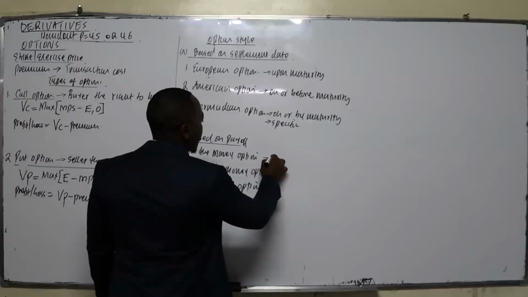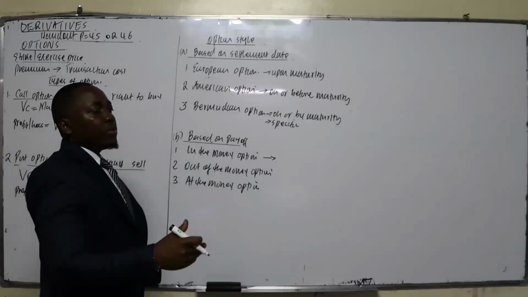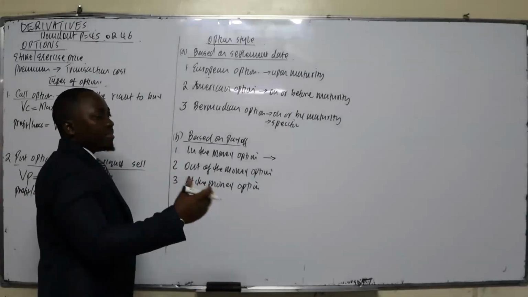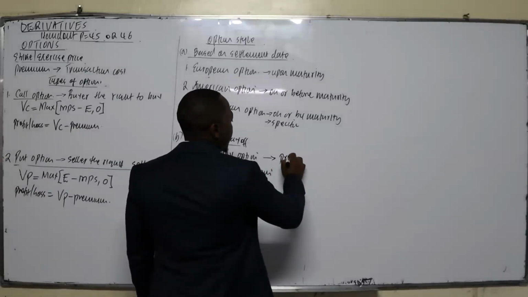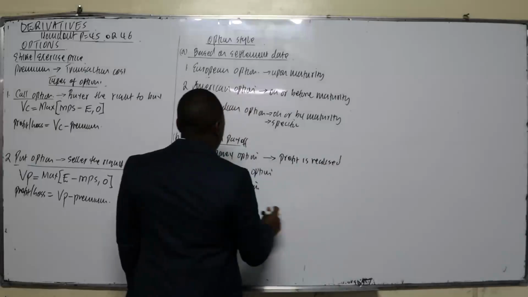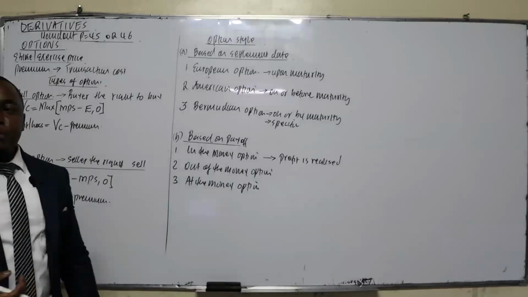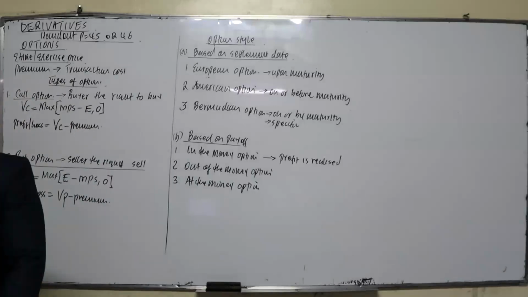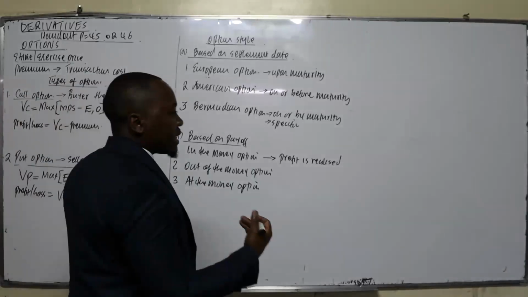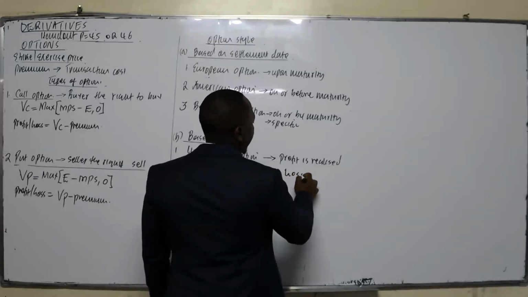Now, in the money option is an option whereby if it is exercised today, a profit will be realized. That's what we call in the money. So profit is realized. Out of the money is the opposite. What do you think out of the money will mean? Yeah, this is an option whereby if it's exercised today, a loss will be suffered. So in this case, there will be a loss.